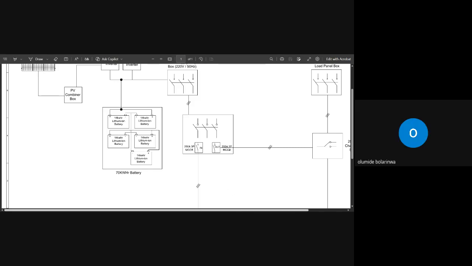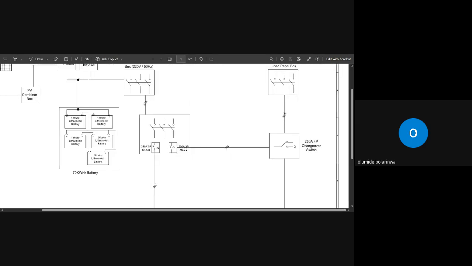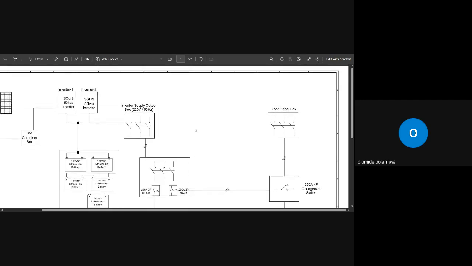Now we have our changeover, 250 amps changeover. Yes or no? Yes, sir. Now we have our inverter supply output box. Yes or no? Yes, sir. Okay, hold on.